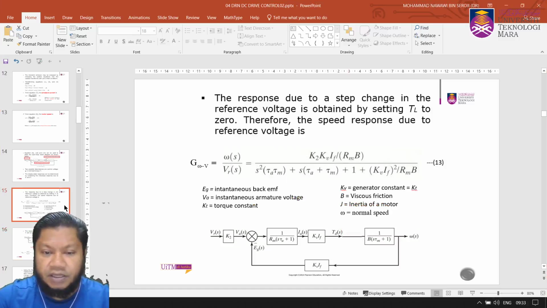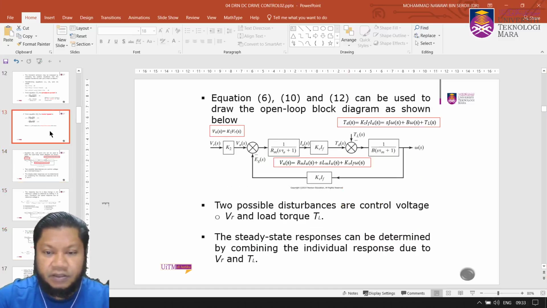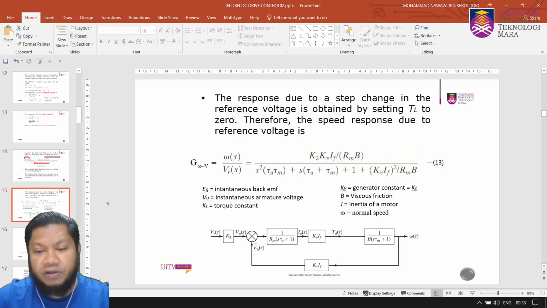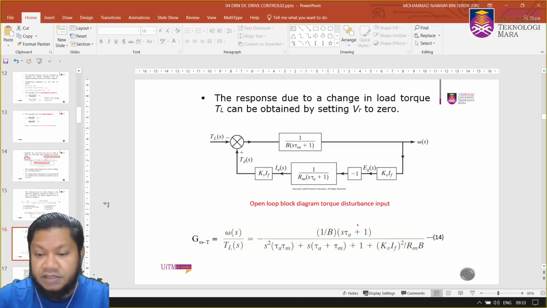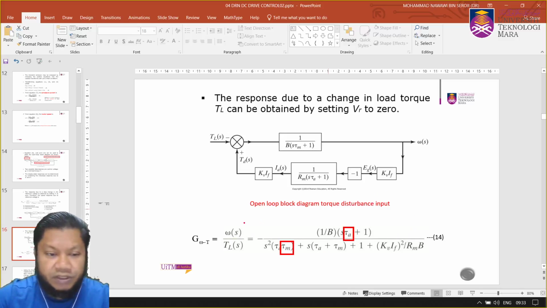What is TA? I did not put that. So mostly all the notes here come from Rashid's book. I think I missed this. This is the armature time constant, right? This is the mechanical time constant. I need to put that, or you can refer to Rashid's book.